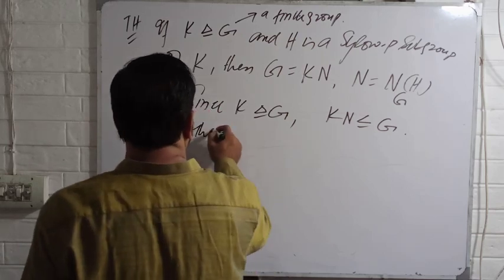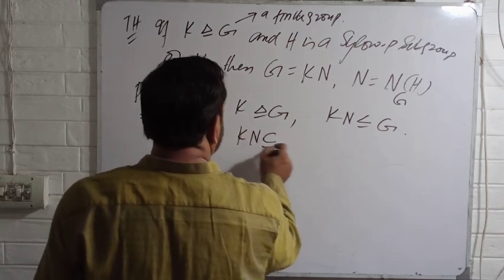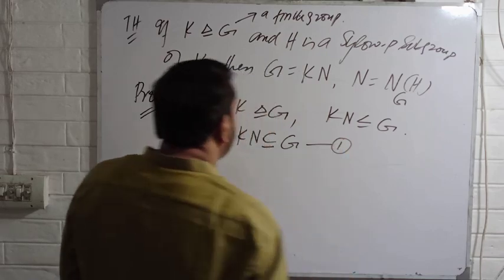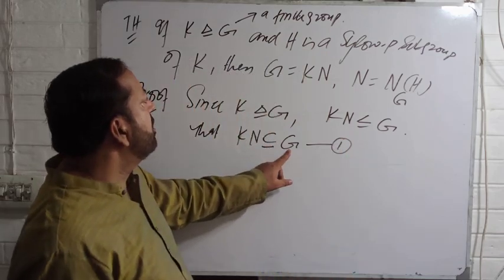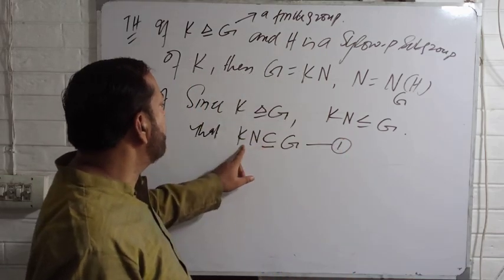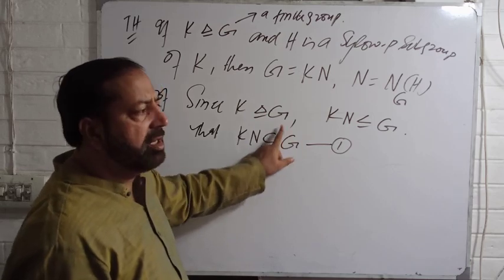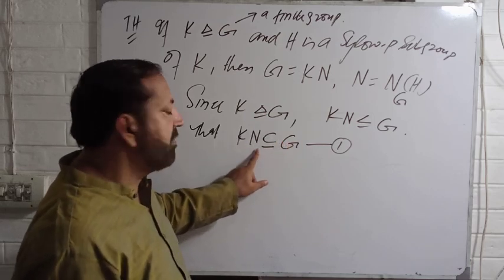That is, Kn is contained in G, number one. Now conversely, you have to show that G is equal to Kn. Firstly, we have shown that Kn is a subset of G. Then take an element of G and try to show that this is an element of Kn as well.